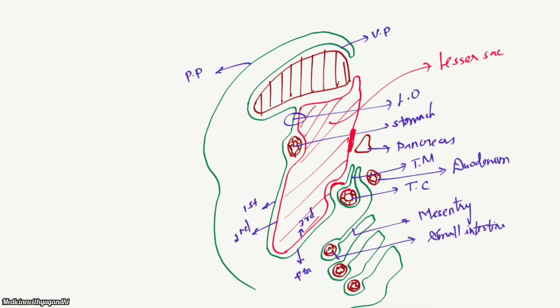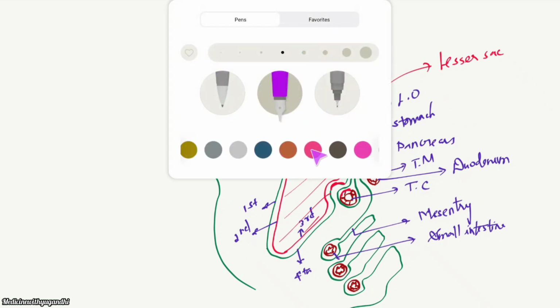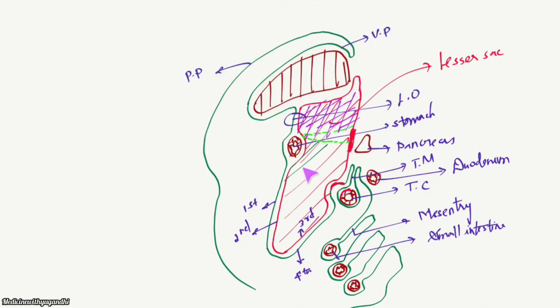Let me make that more clear. A fold arises from the posterior abdominal wall towards the stomach, that is the right gastropancreatic fold. In a similar way, near the stomach from the celiac trunk arises the left gastric artery, along with which arises another fold called the left gastropancreatic fold towards the posterior abdominal wall. This divides the lesser sac into two compartments, one is the superior recess and the other is the inferior recess. So this entire portion of the lesser sac represents the superior recess, and this entire portion represents the inferior recess of the lesser sac.